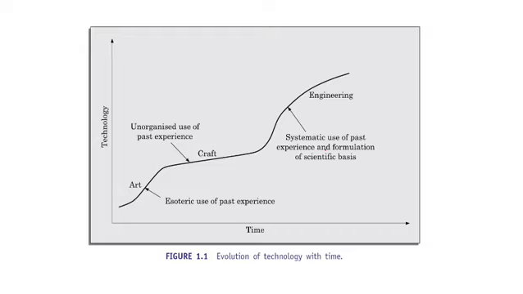Only a few programmers were there in earlier days. Later on, it became a craft, where there is unorganized use of past experience. Later on, it became engineering, where it is a systematic use of past experience and formulation of scientific basis. The figure describes the evolution of technology with time, how the software changes from time to time.